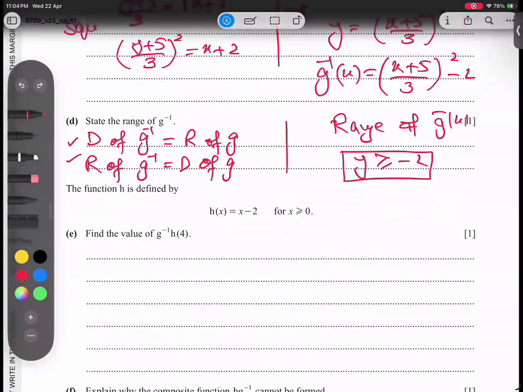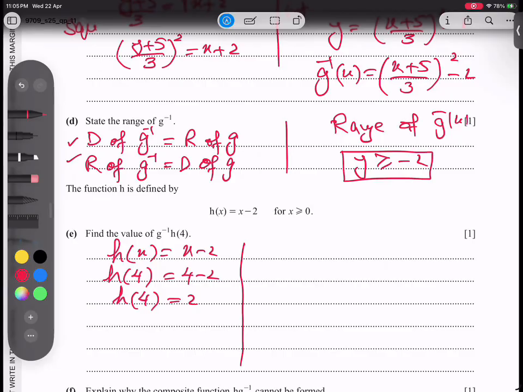Now I'm going for the next part below. Next part we have to find, put 4 in h and then put that in G inverse. So first of all, h of x. I'm copying h of x. So this I will plug in 4. So both sides I'm replacing 4. So h of 4 I'm getting 2. And this value I'm going to replace in G inverse. Where's G inverse? So I'm writing G inverse. And here, wherever we have x, I'm going to replace it.